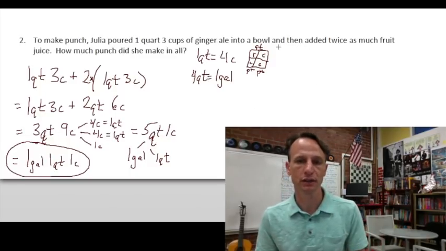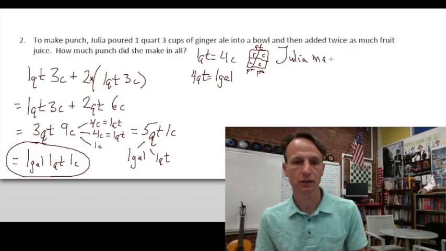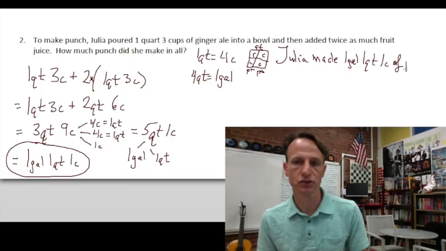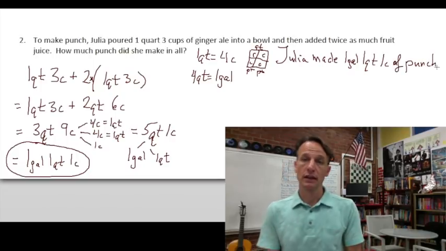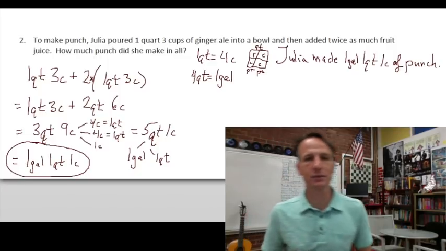So Julia made 1 gallon, 1 quart, 1 cup of punch. Party time with Julia. Let's go on to number 3.